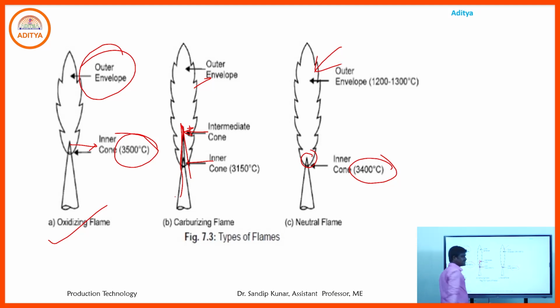In case of neutral flame, the amount of oxygen and acetylene from the cylinders is equal, and in case of carburizing flame, the amount of oxygen is less than C2H2, means more amount of C2H2 has been used in case of carburizing flame.